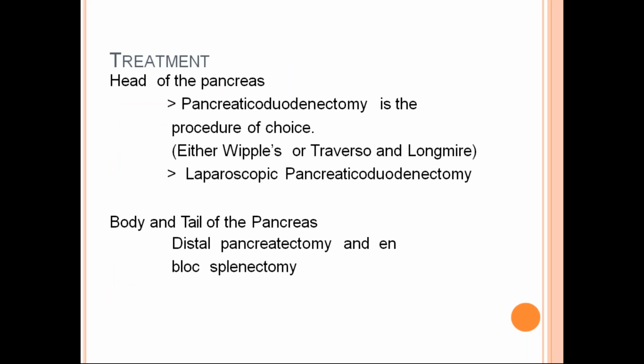So, treatment modalities. What are the treatments? If the tumor is present in the head of the pancreas, you can do pancreaticoduodenectomy, either a Whipple's or a pylorus-preserving one. It can be open or laparoscopic pancreaticoduodenectomy. If the body and tail of the pancreas are involved, then you just do the distal pancreatectomy and en bloc splenectomy, followed by anastomosis.